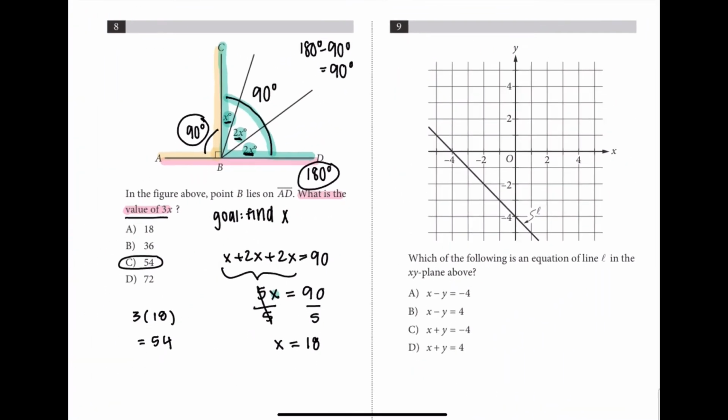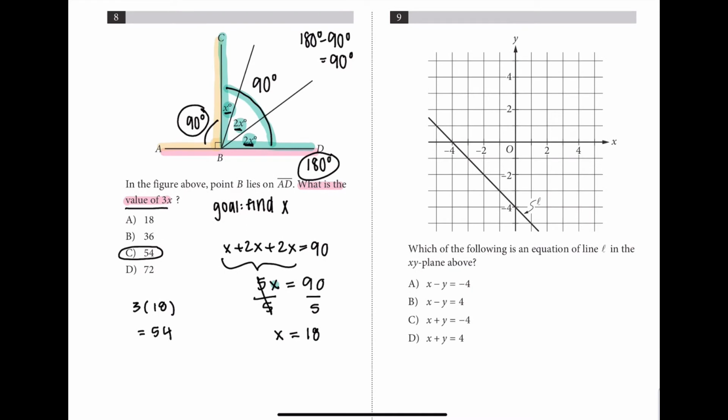Let's go to number 9 now. So here we have a graph. The question states, which of the following is an equation of line L? So line L is going to be this line right here, in the XY plane above. So our goal is we want to write the equation of the line.